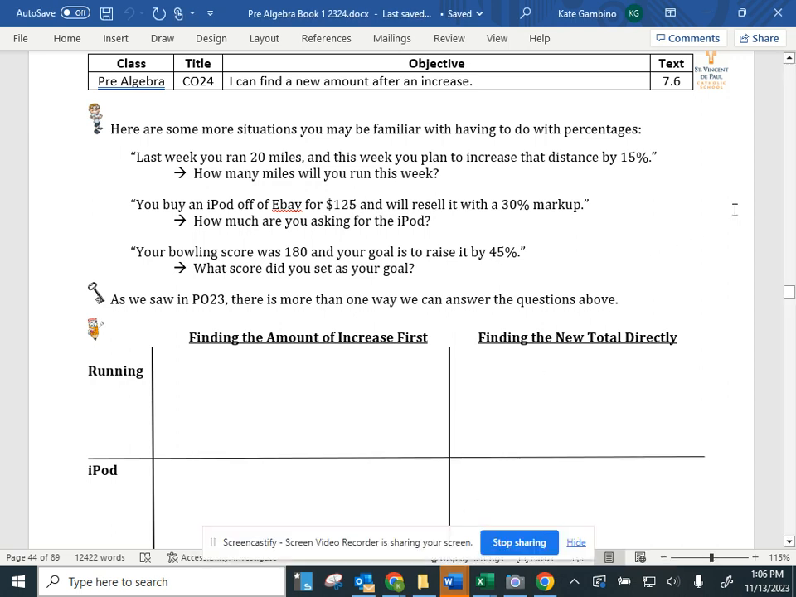Good afternoon. Today we are doing CO24. I can find a new amount after an increase. So we're starting to get more challenging. We started off and people are saying, oh, this is really easy, I know how to do this. Now we're getting into the more challenging objectives where it's new. So I really need us paying attention. I need for us to be writing down everything I put on the board. You should be putting it in your binder.